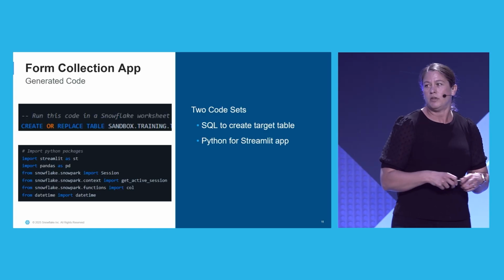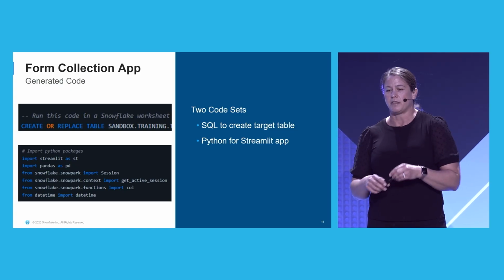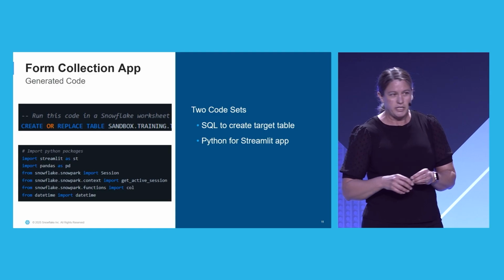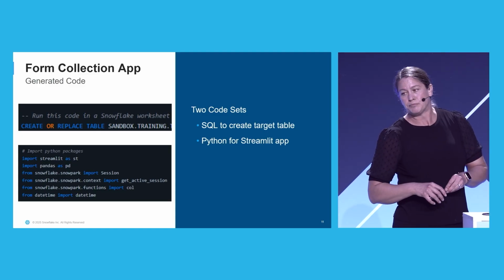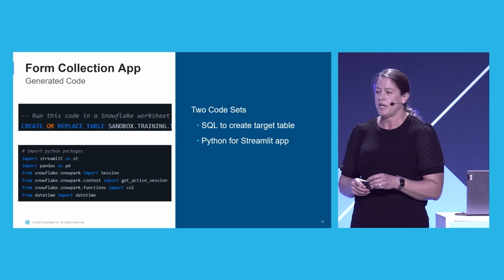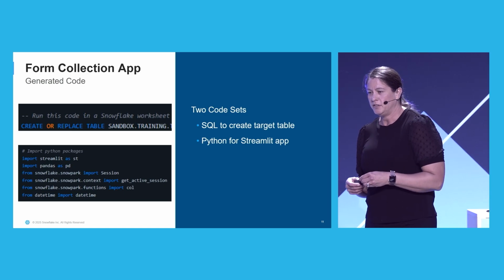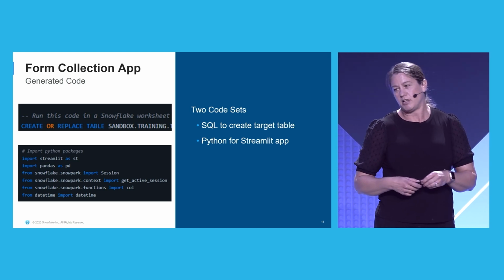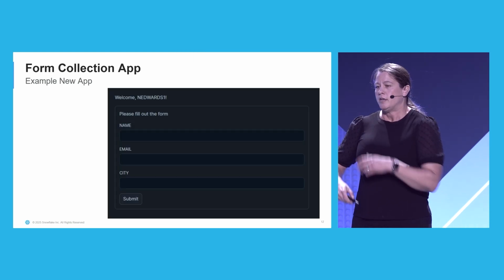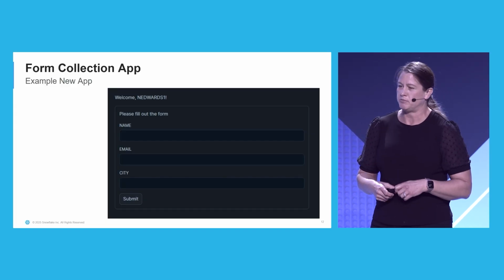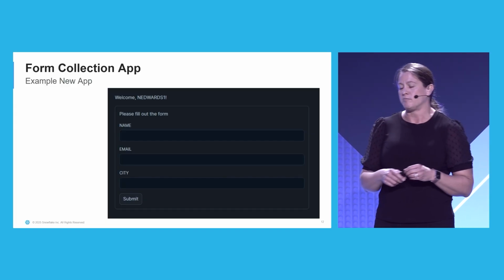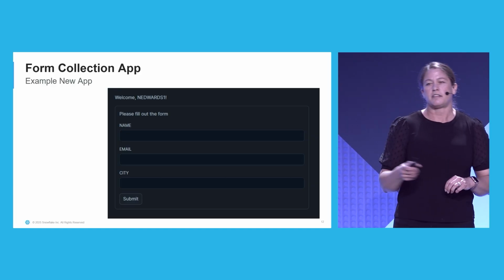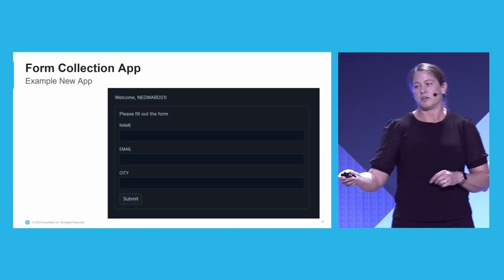and again, I'd have two sets of code returned to me. The first being that SQL code to create my target table. I would run this in that Snowflake worksheet, and my table will then be available for the app to write to. Again, the second set of code returned is the Python to create my app itself. I'd copy this, paste it into a brand new Streamlit app as before, and my app will then be available to use. So here's an example, a straightforward, super simple form collection app. Again, I have that welcome Edwards message at the top, and a very simple form a user would fill out, click that submit button, and that record would be written to our target table.